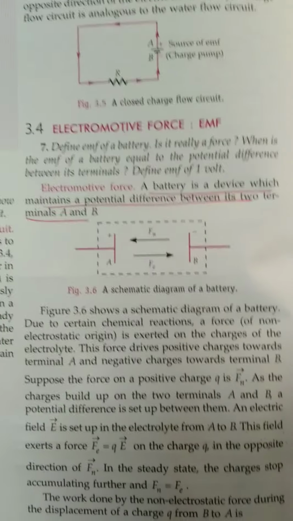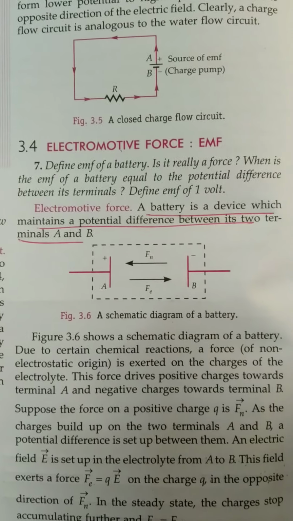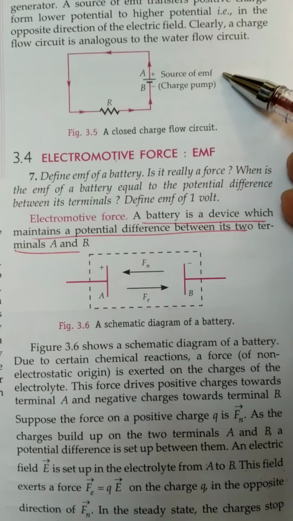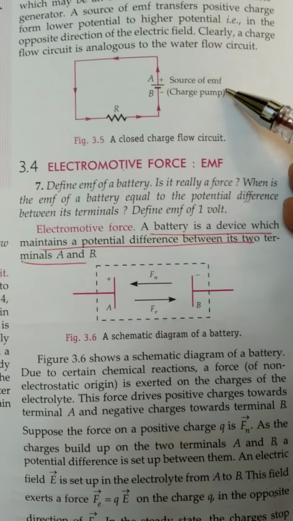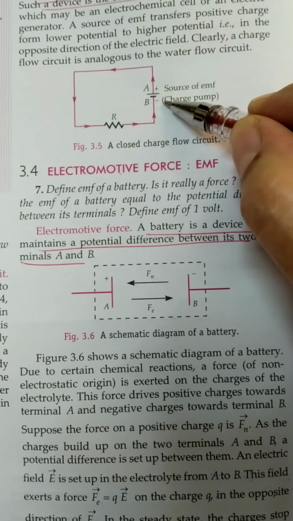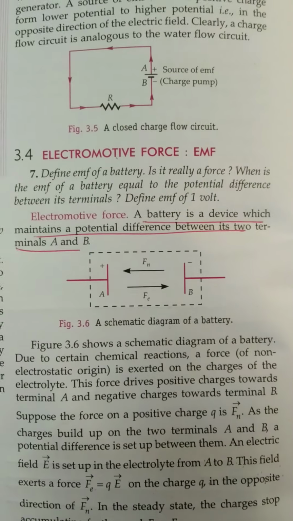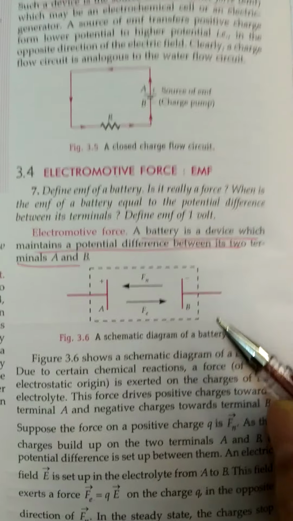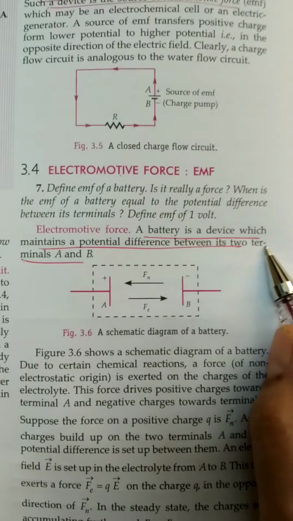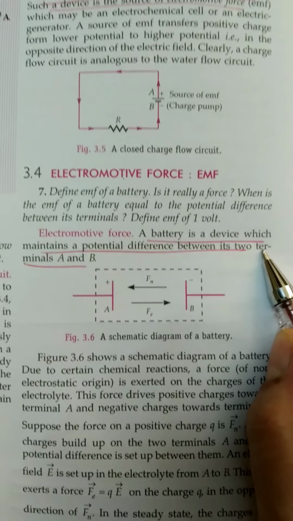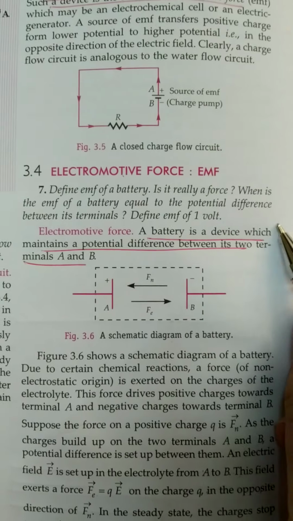Next is electromotive force. Electromotive force is the full form of EMF. Like, if we want to maintain steady current in a circuit, we have to connect a source of EMF. Here the source of EMF is a battery. Means a battery is a device which maintains a potential difference between the two terminals. Just read it once.